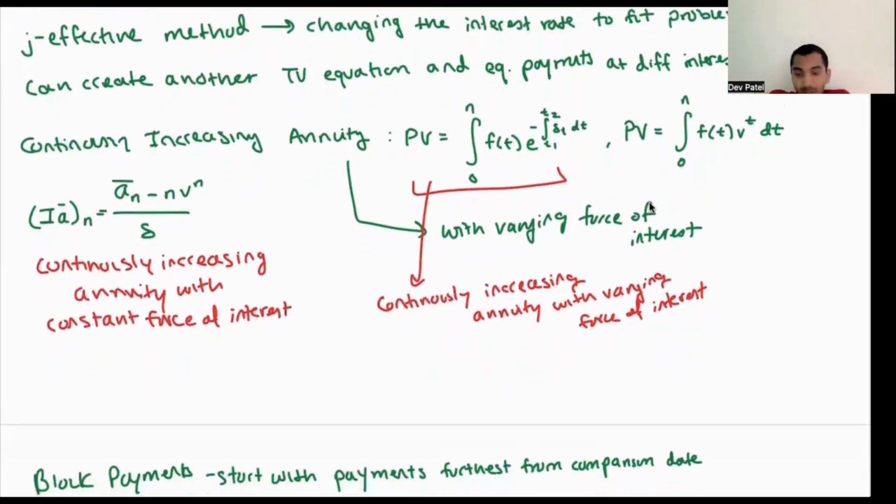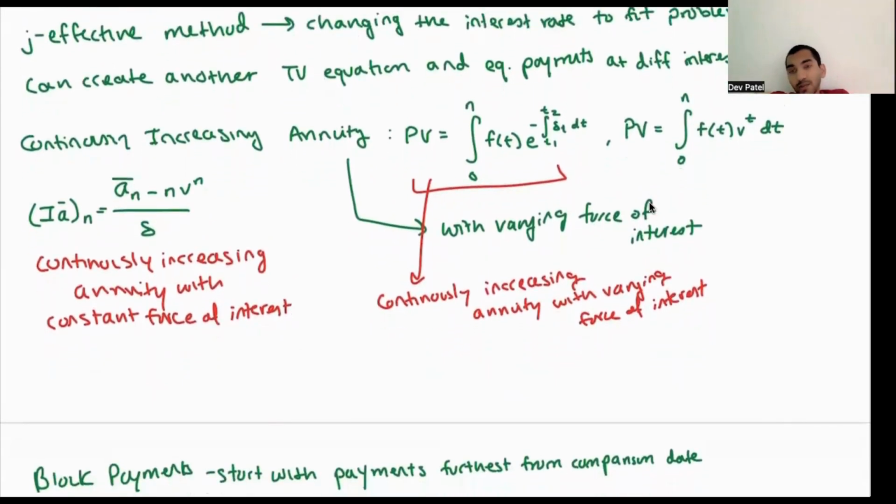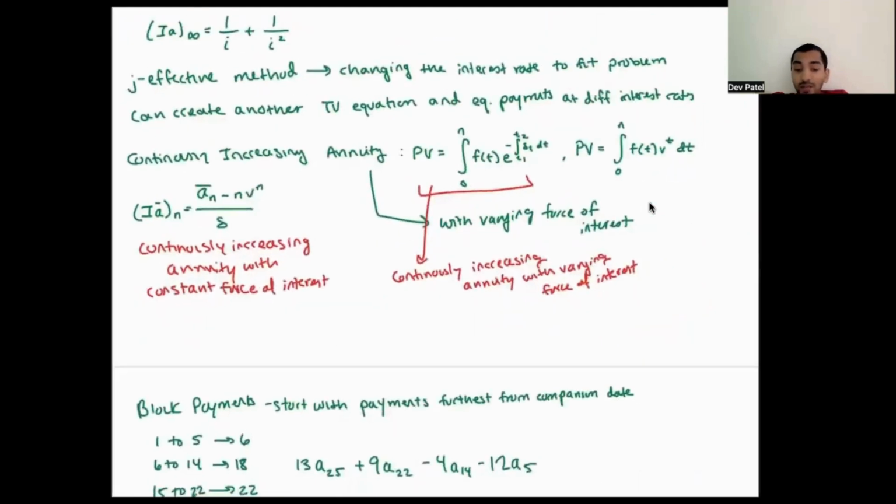And this actually comes up when we're talking about which asset or which sort of interest and which payment method is the most optimal for the borrower or the lender. And we also have continuously increasing annuities.